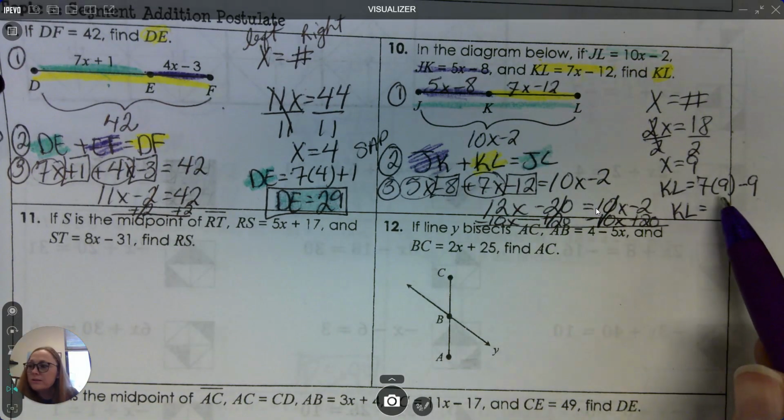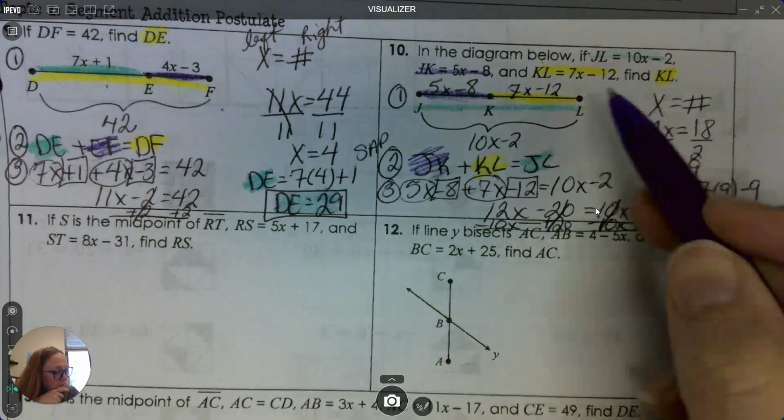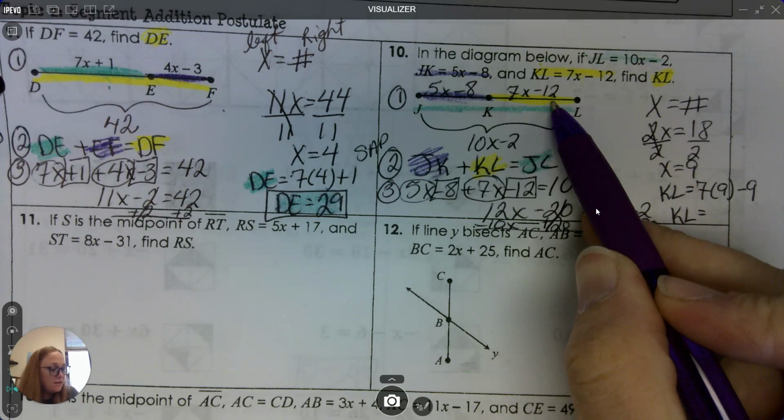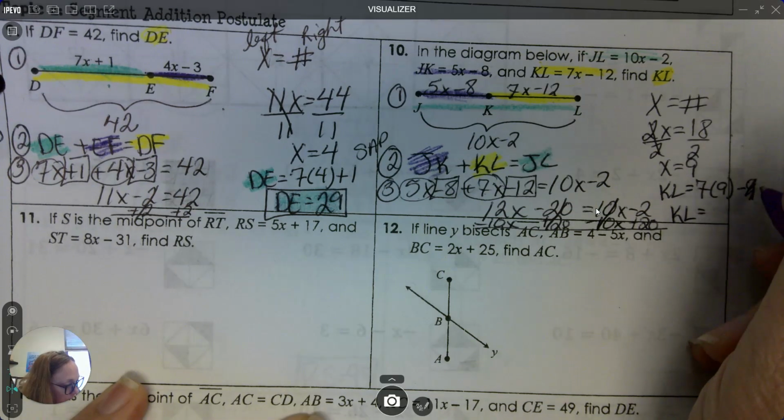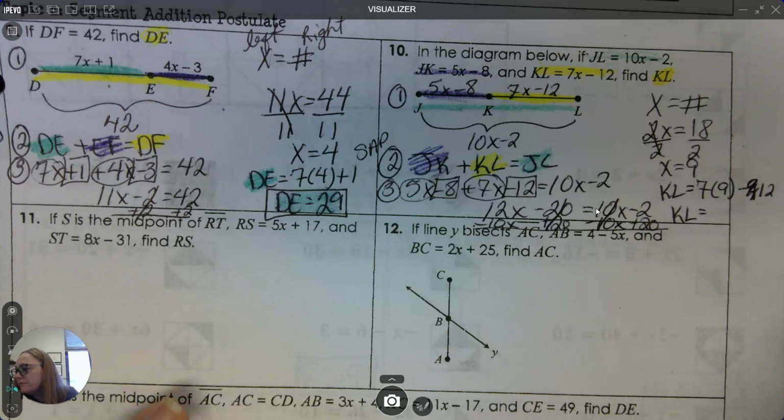So if you're struggling with this, let's get you some help. Come see me. And what do we get? 7 times 9 is 63. 63 minus 9 is 54. Ooh, I think I might have messed up. Oh, it's 12. Look, got to write the problem down right. So 63 minus 12 is 51.